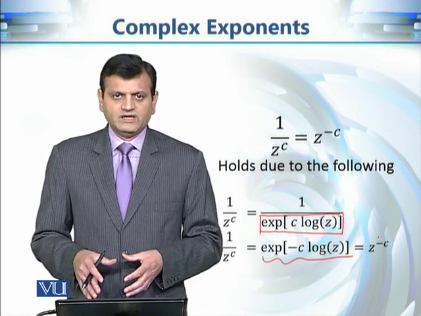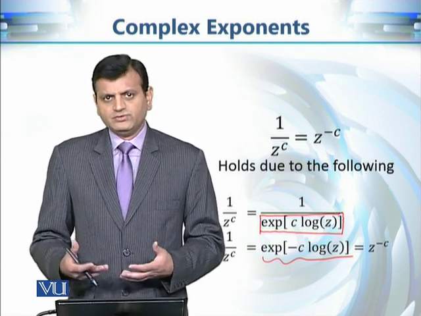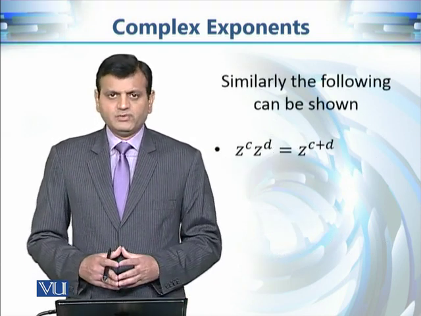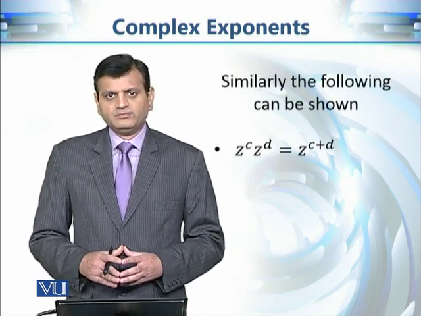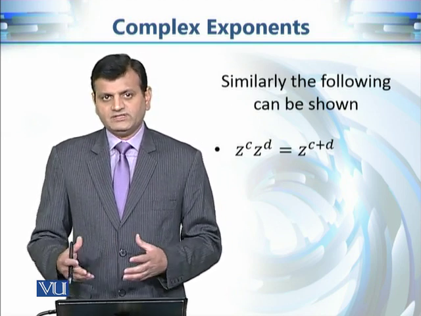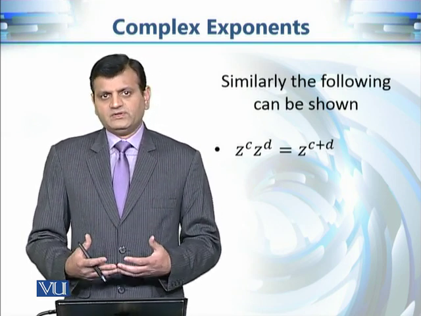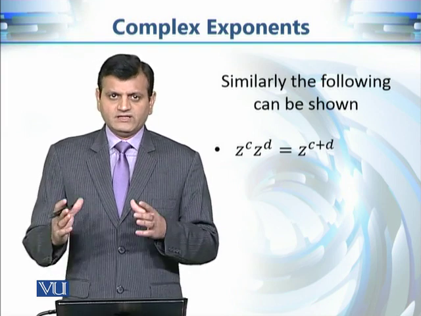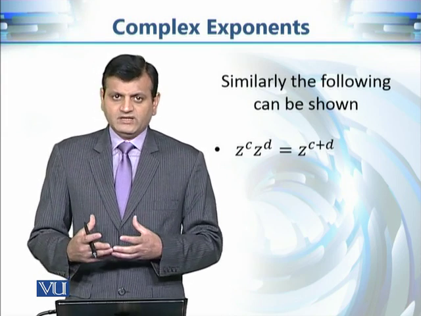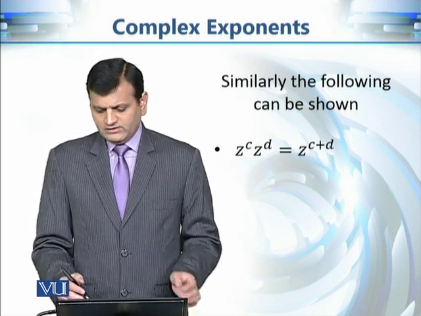So as we have seen, by using the properties of the exponential function, we can easily deduce the properties of the complex exponent. Moving on to the next property, on the same lines, we can prove that z raised to power c into z raised to power d is equal to z raised to power c plus d. Let me state again that we are using the definition, and our first point of contact is the definition of the exponential function. Due to that fact, and due to the properties of the exponential function, we can easily prove this.